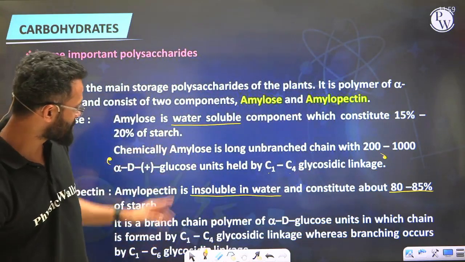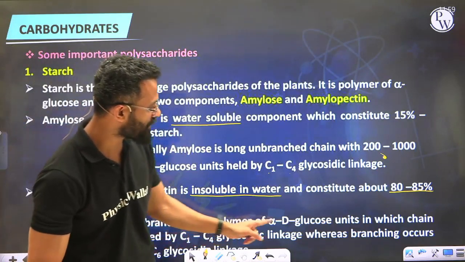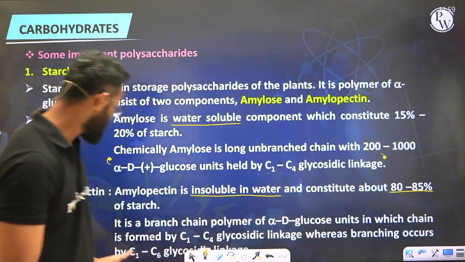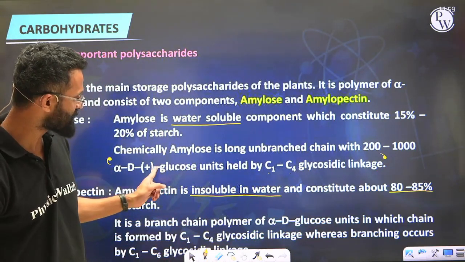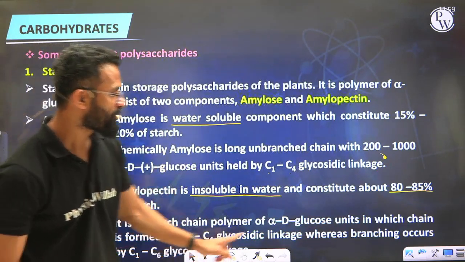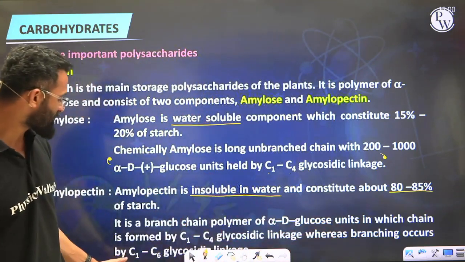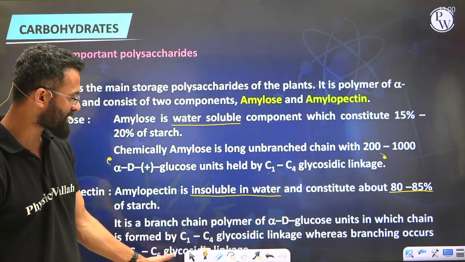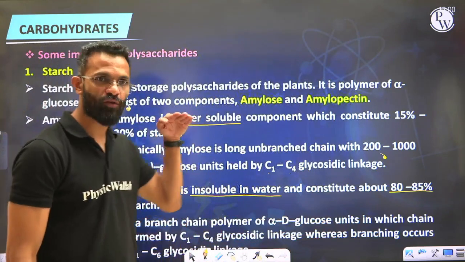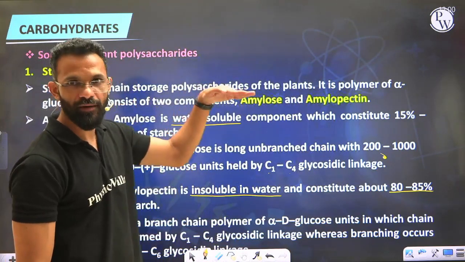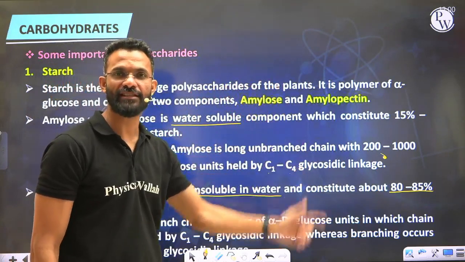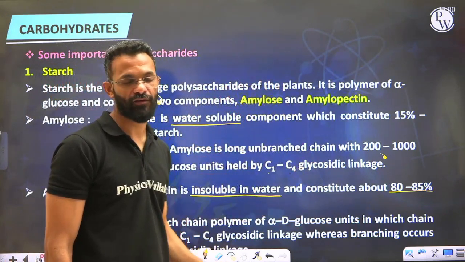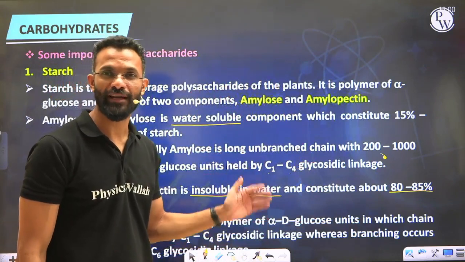This was a linear chain. This is the branch chain polymer of alpha D glucose units, in which the chain is formed by C1-C4 glycosidic linkage, meaning exactly like this, C1-C4. Whereas branching occurs by C1 and C6 of the glycosidic linkage, meaning if you have got amylose at the top, and if we condense OH from the first carbon of amylose with the sixth carbon of the second chain, you're going to get a branch between them.